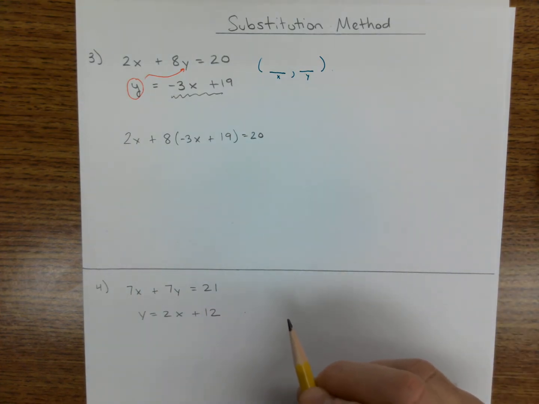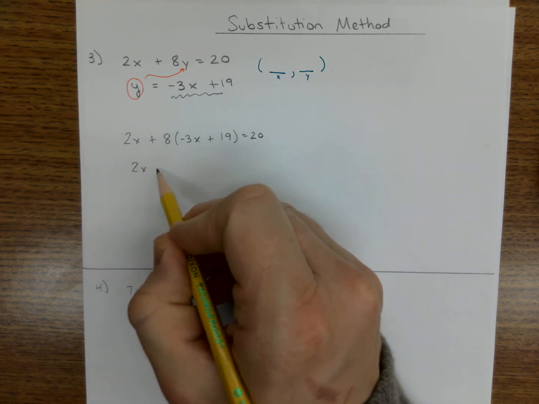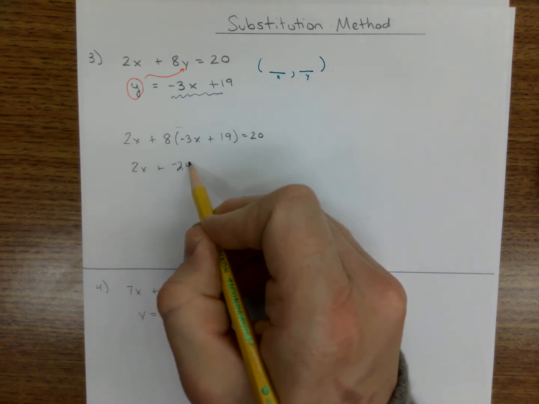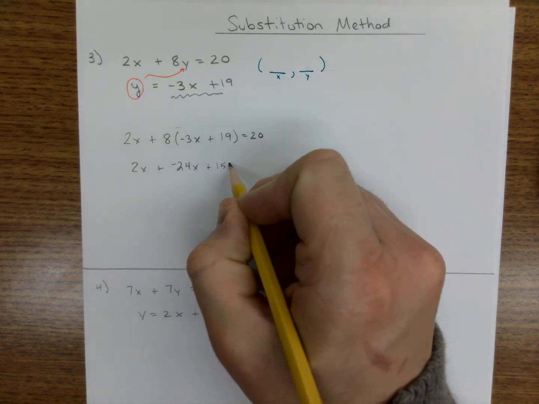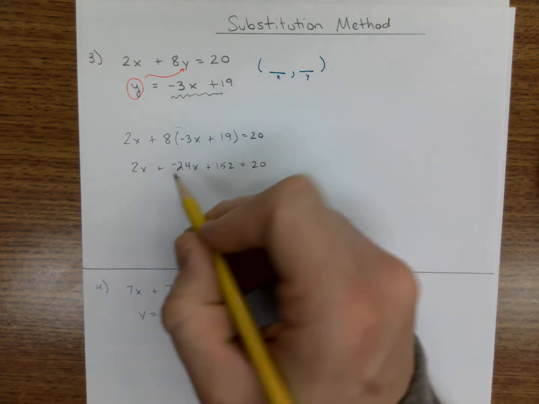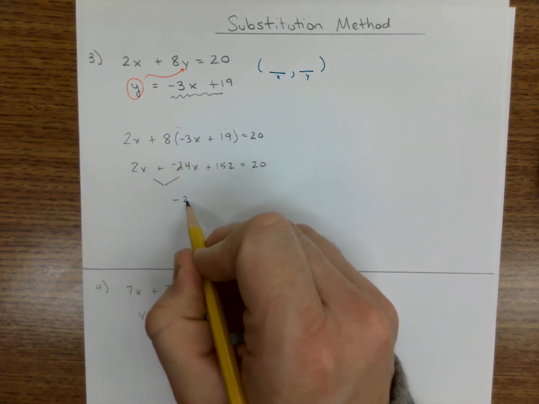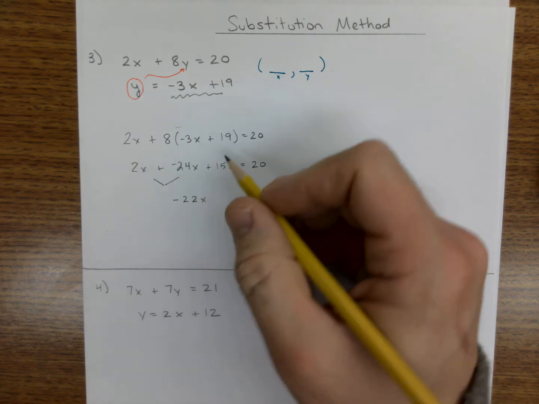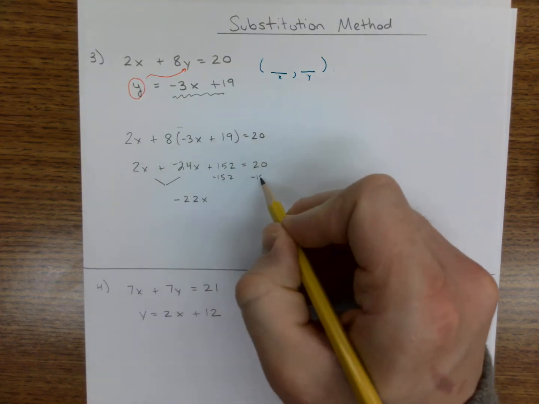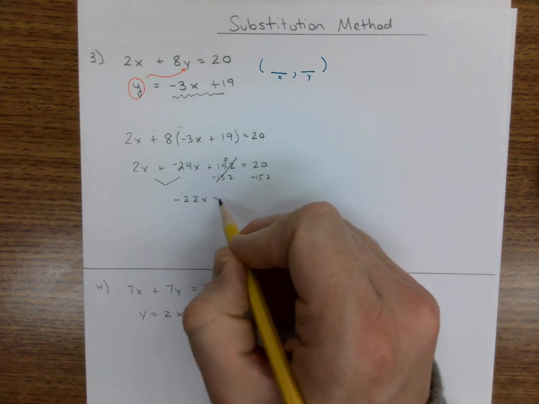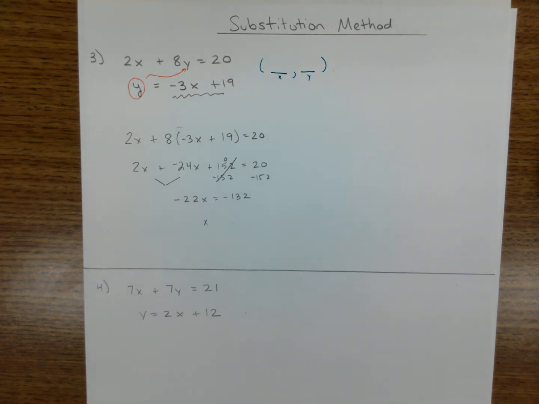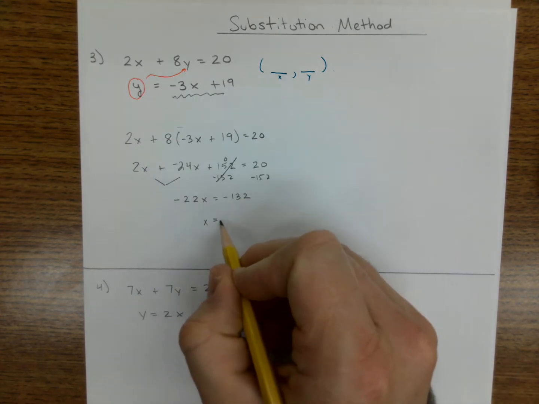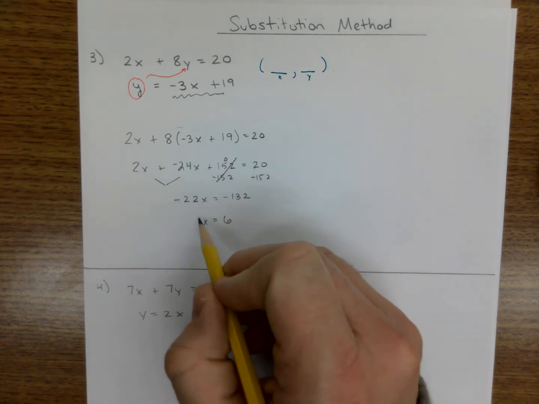So let's see here. We have 2x plus, let's distribute that, that'd be a negative 24. And now we'd have 8 times 19. That would be 152. And we would have 20 on this side. Well, these two can go together. That's a negative 22x. And if I subtract away this 152 from both sides, that's 0, and that would be a negative 132. Now divide both sides by 22, and x is equal to 6, because a negative and a negative make it positive when you divide.